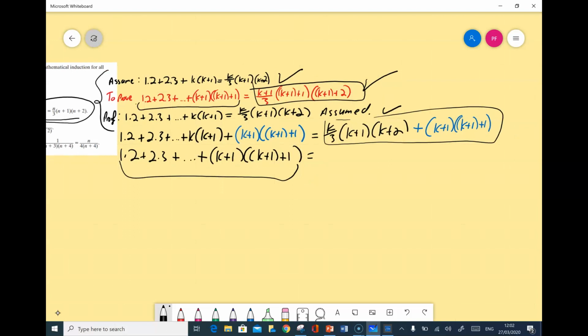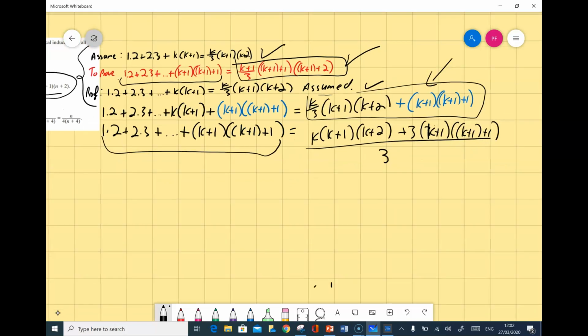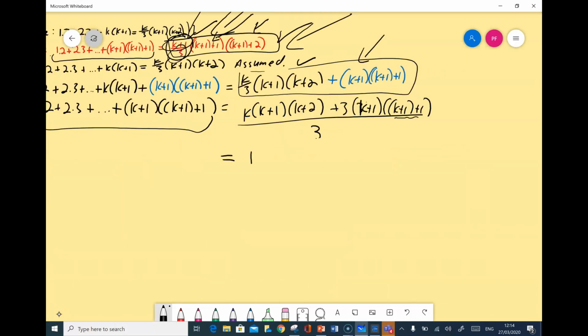So first we'll get rid of our common denominator. So this is going to be k times k plus 1 times k plus 2, and we need a common denominator, we need it all over 3. So to put this over 3, I need to multiply it by 3 first. So it's 3 times k plus 1 times k plus 1 plus 1. Okay, so tidying that up, we got k times k plus 1 times k plus 2 plus 3 times k plus 1. Now k plus 1 plus 1 is just k plus 2, and that's all over 3.